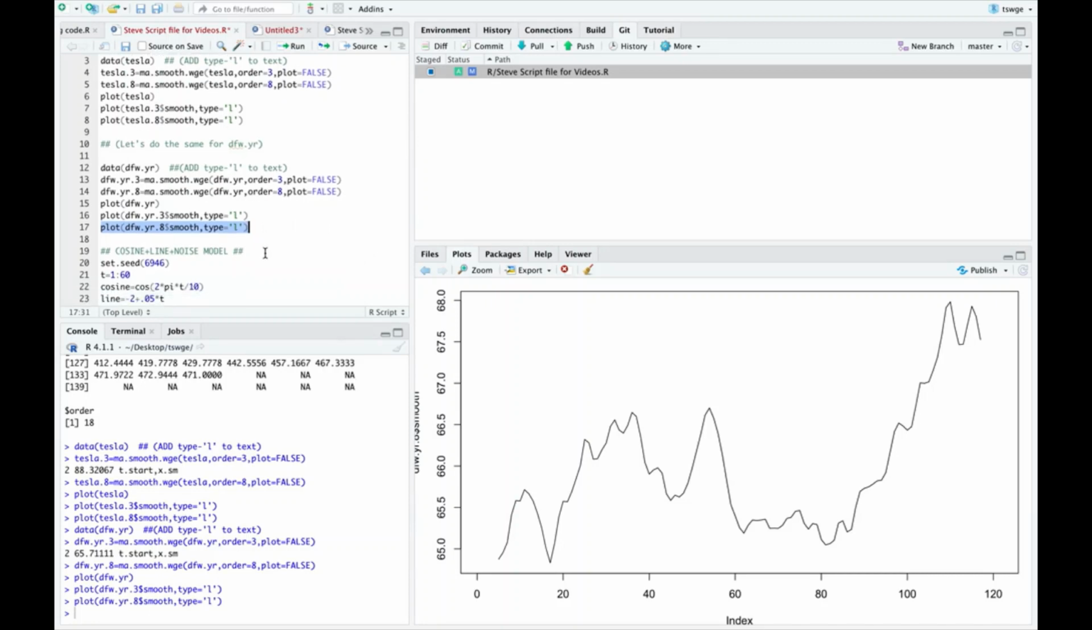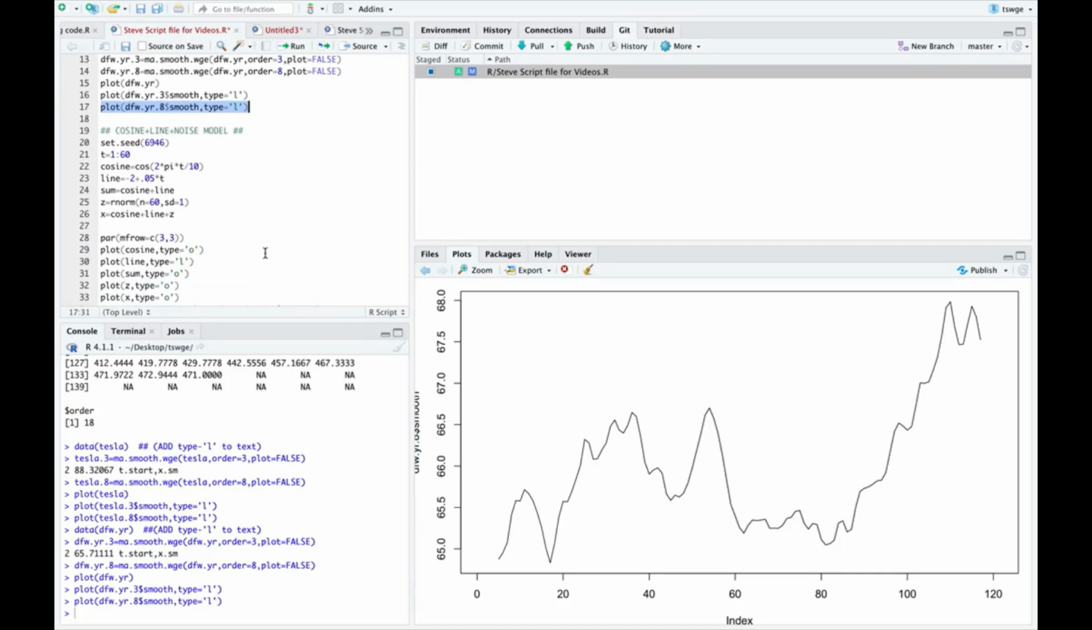Let's go to another example and look at what we call a cosine plus line plus noise model. So there'll be 3 components to this model. First of all, we'll let time go from 1 to 60, and then we're going to create a cosine curve with period 10. Hang on to that, that's going to be important. A cosine curve with period 10, which simply means it takes 10 time points for it to complete its cycle. Then we're going to also make a line, just a regular y equals mx plus b line, where our x is really t, as in time. And then we're going to sum those up and make it a cosine plus line.